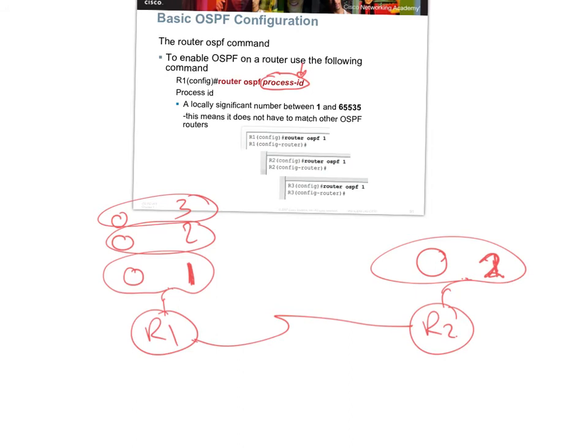So process ID, again, for the case of OSPF, has local significance, and it's not a condition for routers to identify each other as neighbors.